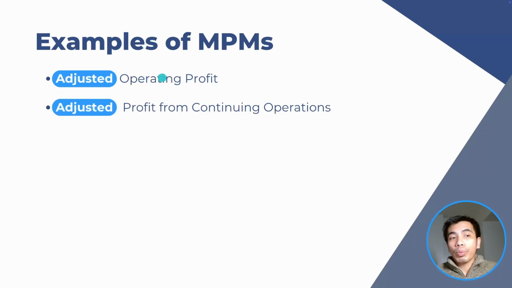The examples that were provided are adjusted operating profit and adjusted profit from continuing operations. The keyword here is adjusted because the operating profit, you can already see it in the income statement, right? Then the word adjusted means that it is an MPM, meaning that from the examples of the ISB, they had to remove some non-recurring items from the operating profit to show the real performance of the entity during the year without non-recurring items. So this example, we will see it in the next slides.